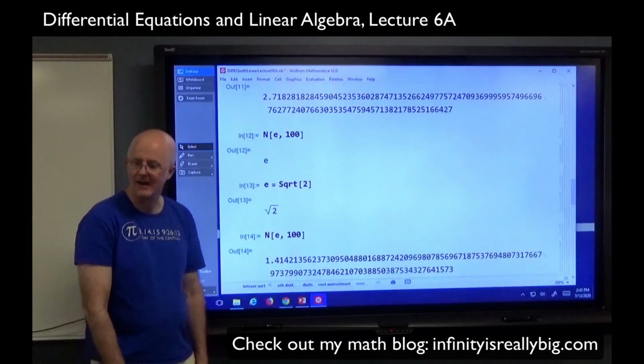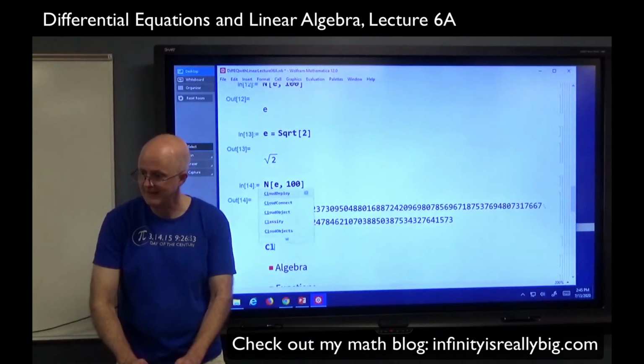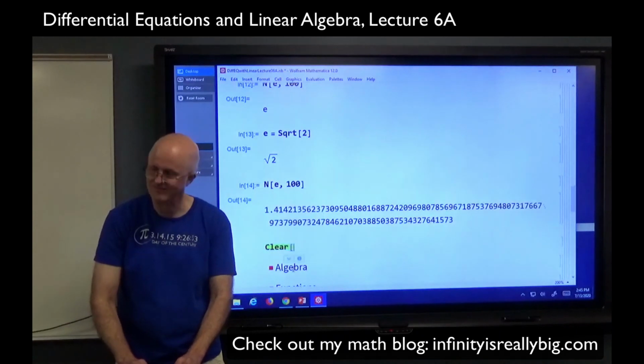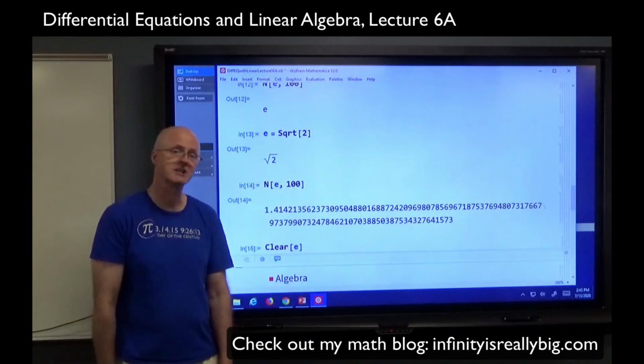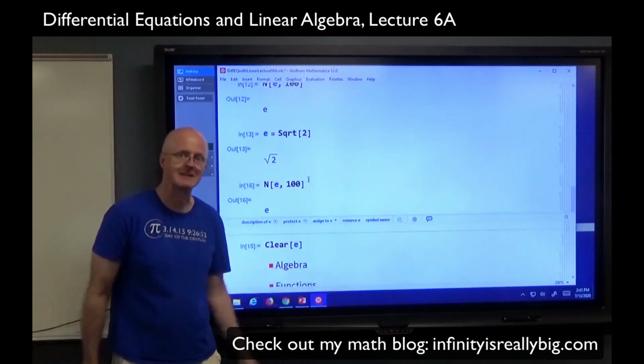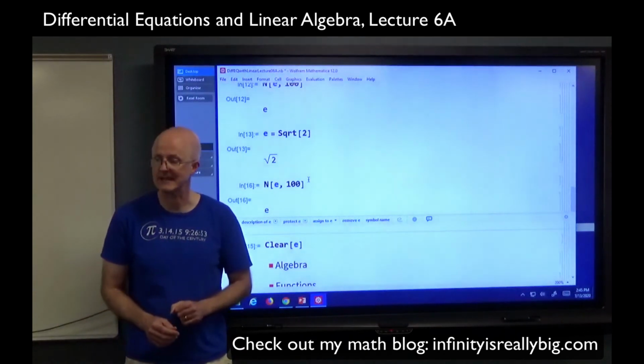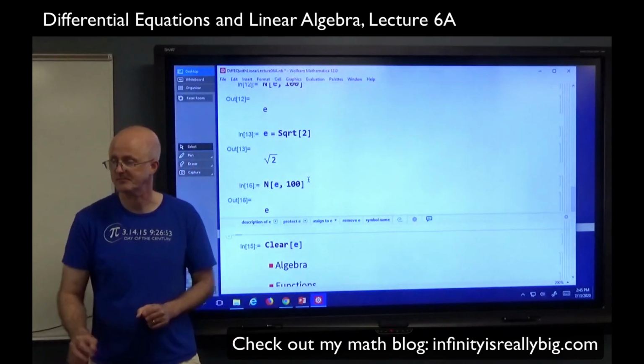Okay? I can clear the memory on this lowercase e, the number that I set e equal to, the square root of 2. I can clear its memory. Now it changes back to blue, and now if I re-enter this, it thinks it's just a letter, a variable. So lots of subtleties like that to pay attention to as well.